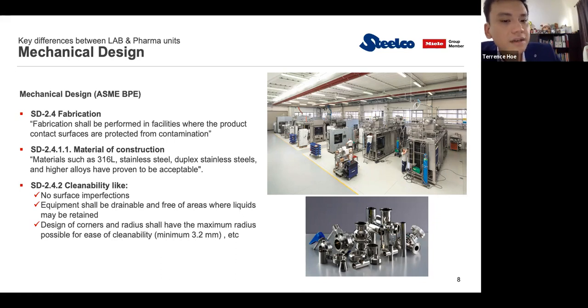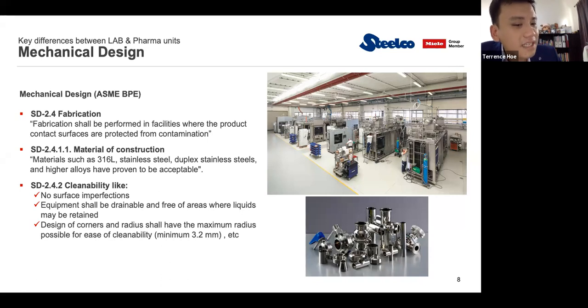The second thing is the material construction. The material used for this type of pharmaceutical grade system has to be higher grade. Example, 316L stainless steel, a duplex stainless steel, or sometimes alloy, which is more durable and proven to be acceptable. And very important, all the contact parts used to manufacture this system have to have no surface imperfection. You cannot have any flaw, because the dirt or the bacteria, even the wipe, will stick to these imperfect surfaces.